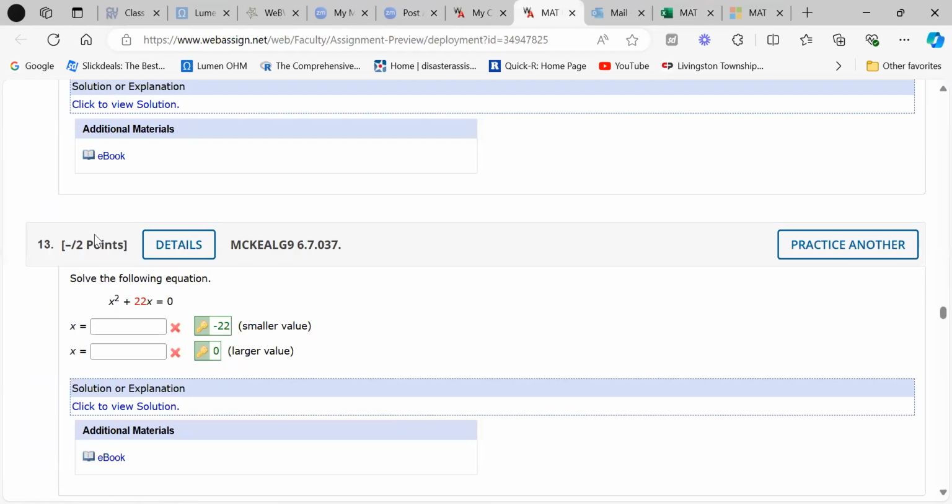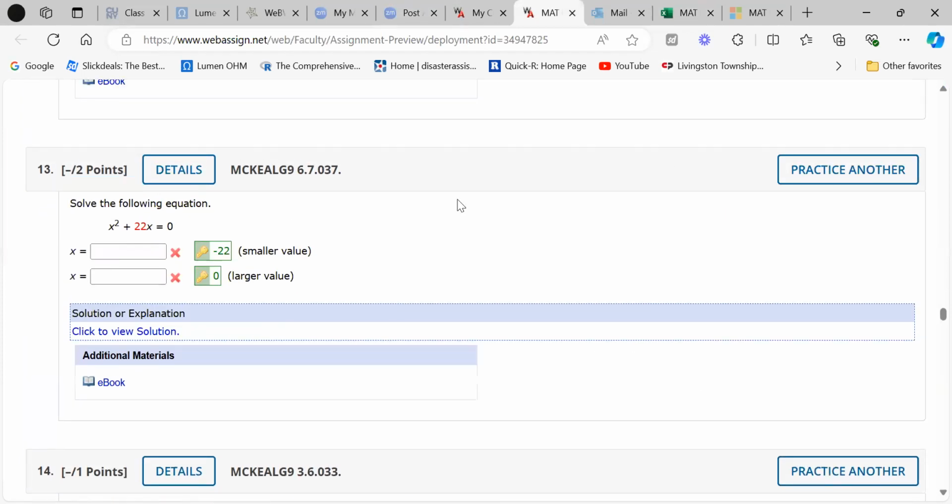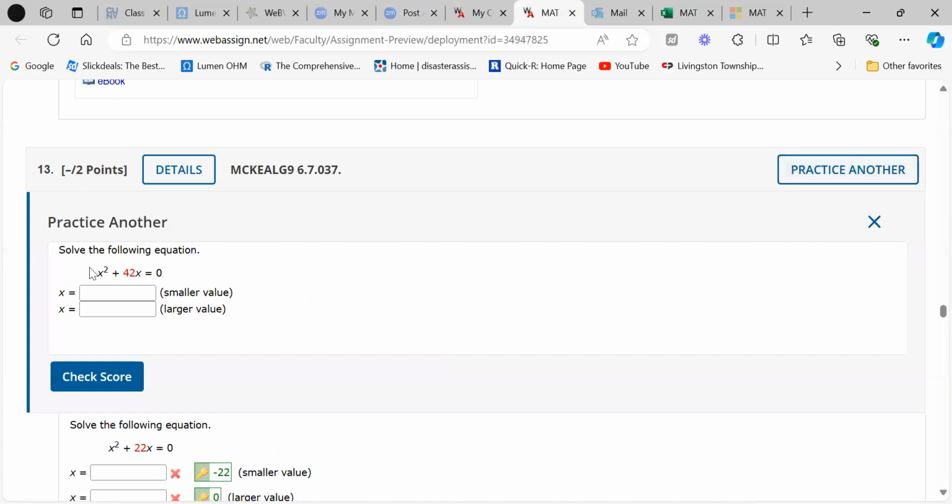And let's look at question 13. This is something we did similar questions yesterday, right? So just solve the equation by factoring first, and after factoring, then use the zero factor property to solve for the unknown. Okay, that's right.